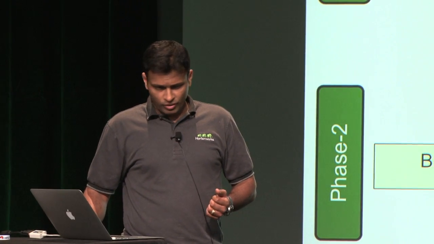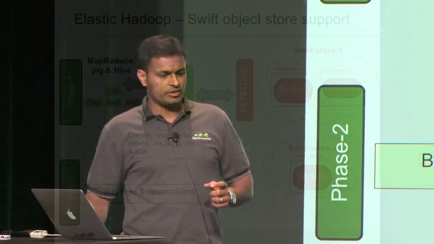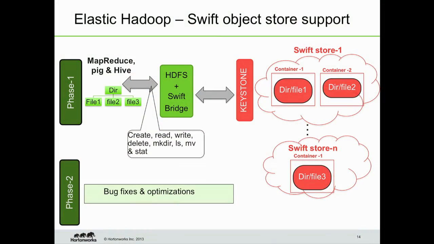The way to set up this integration is there will be a single shim that you have to install on the Hadoop cluster node through which you expect to access the Swift Object Store, and do the configuration, provide the Keystone login information, and you'll be up and running. For phase two of this integration effort, we will be focusing primarily on bug fixes and optimizations.